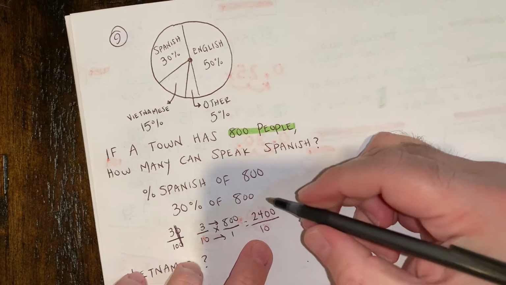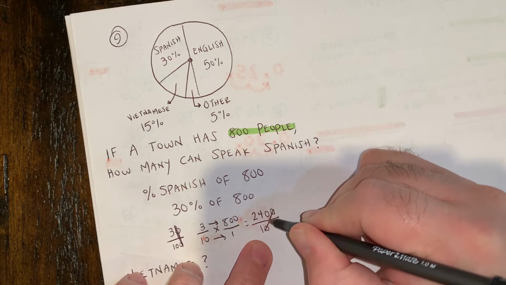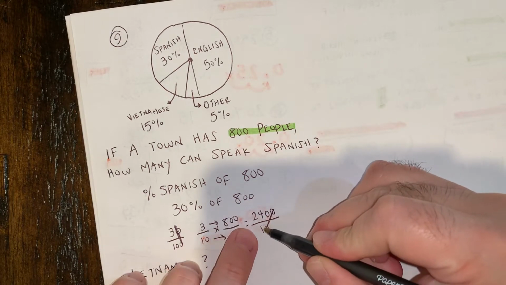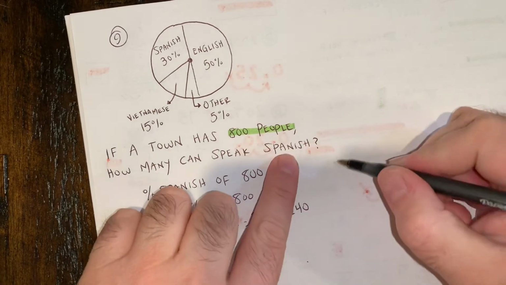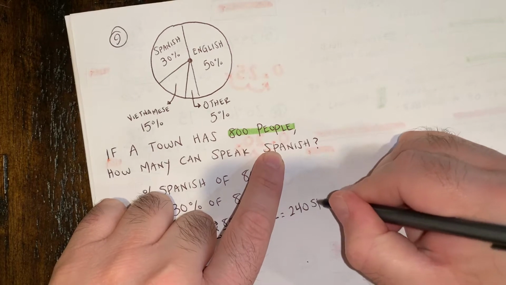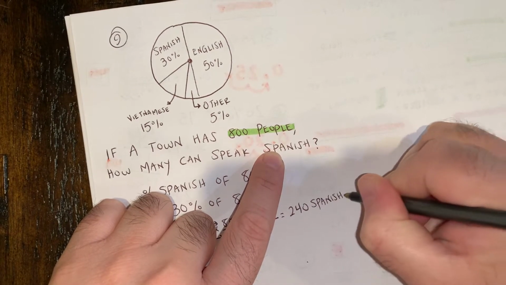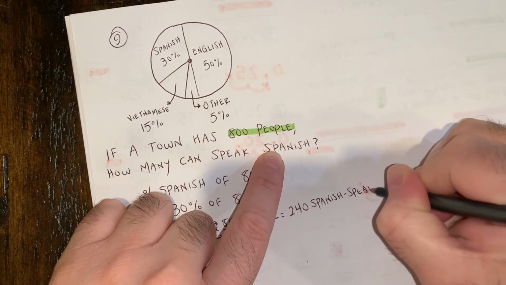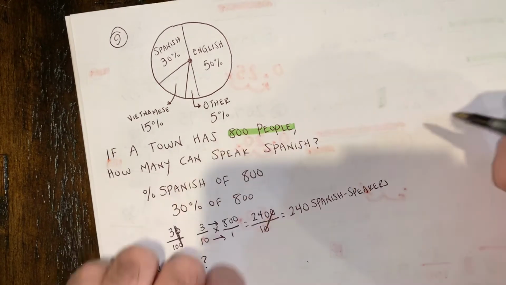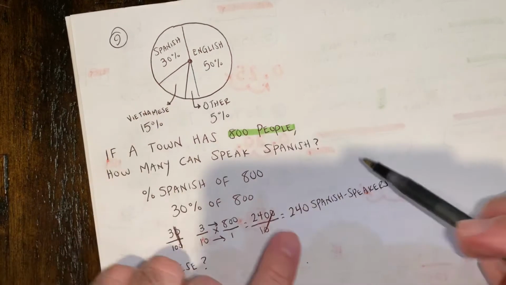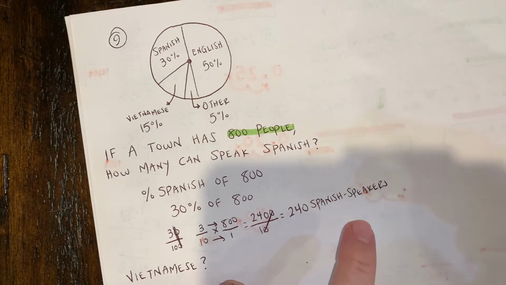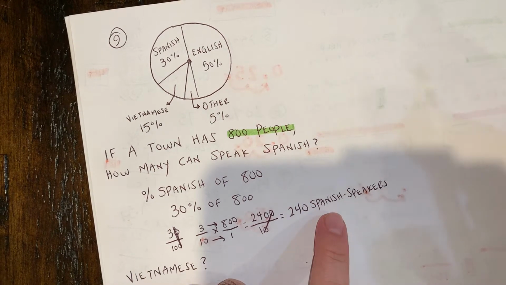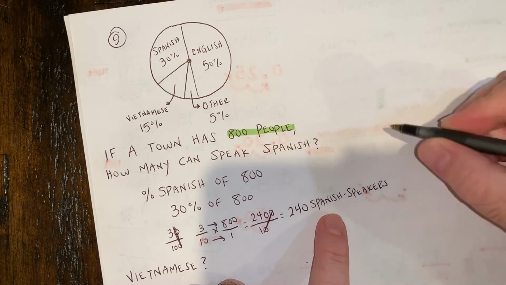So our little trick, a 0 can cancel out a 0. So you have 240 over 1, which just gives me 240 Spanish speakers. So in this town of 800 people, if 30% speak Spanish, that means that 240 are going to be Spanish speakers.